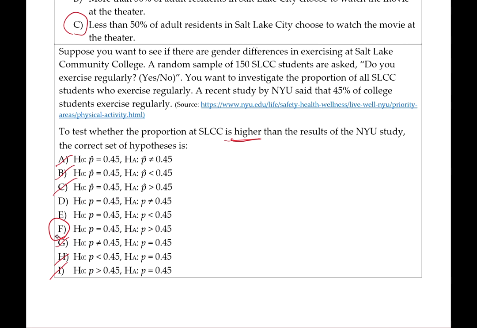So writing hypotheses in symbols uses H sub 0 as the notation for the null hypothesis, H sub A as the notation for the alternative hypothesis. The hypotheses will always have parameter symbols in them. So for the population proportion, that's P. And then the alternative hypothesis will have the inequality symbol based on the wording of the question.